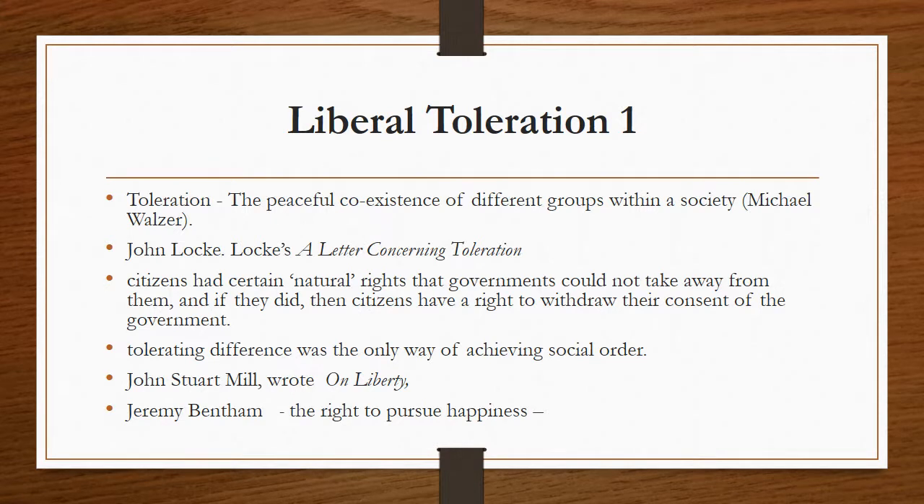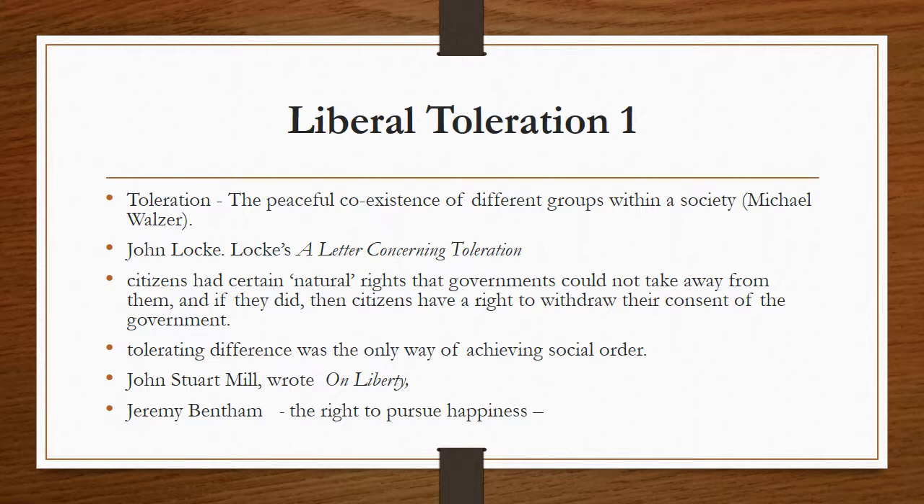So some theorists have argued that the central virtue of liberalism is toleration, which can be defined as the peaceful coexistence of different groups within a society. Toleration is necessary within a society comprising different groups of people with different histories, cultures, and identities. Social order could not be maintained if we didn't or couldn't accommodate, accept, and recognise difference. Toleration rejects the idea that a state can legitimately deny an individual's rights to live their life according to their culture, their religious or social beliefs.